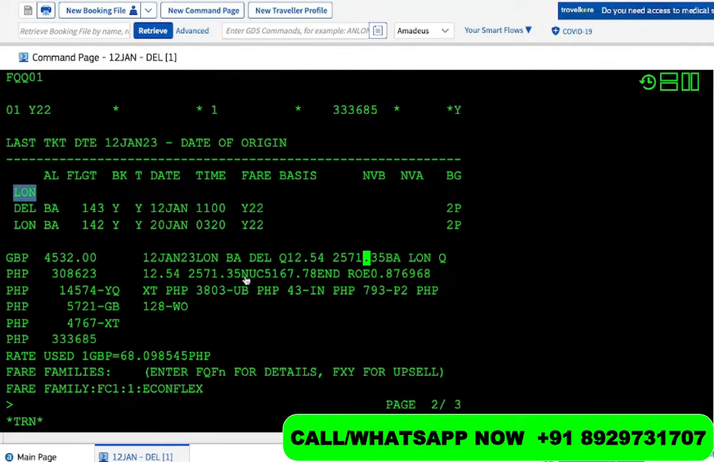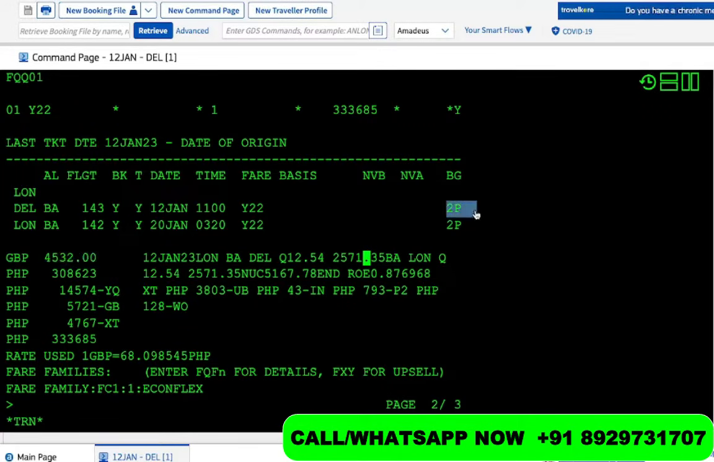So now it will see what the rate of exchange is for USD, or rather NUC, because ITA likes to call it NUC, to pounds, because that's the country of origin, and that is 0.876968. And when it multiplies 5167.78 by this, the total amount comes out to be this much, and that is where we started reading the fare. I know it is a bit complicated, and if you are not able to understand this, I am completely with you.